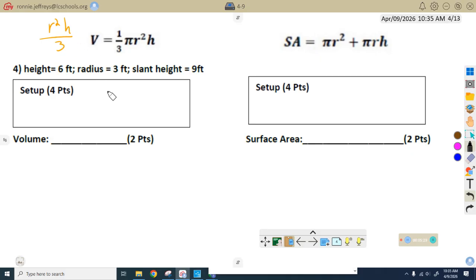So you can remember, let's see, this would be 3 squared, 6 over 3.